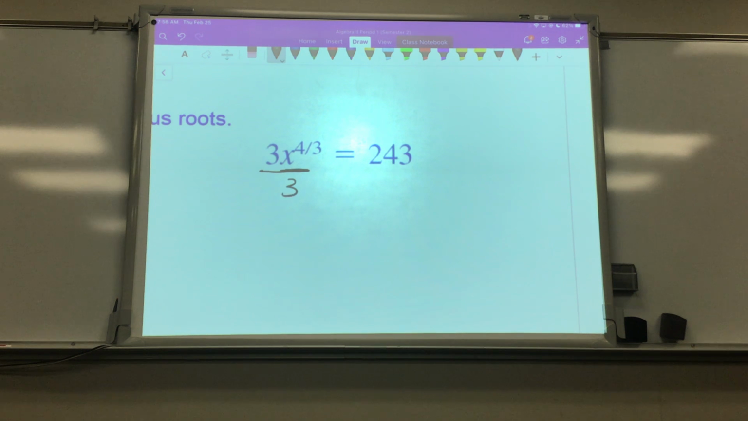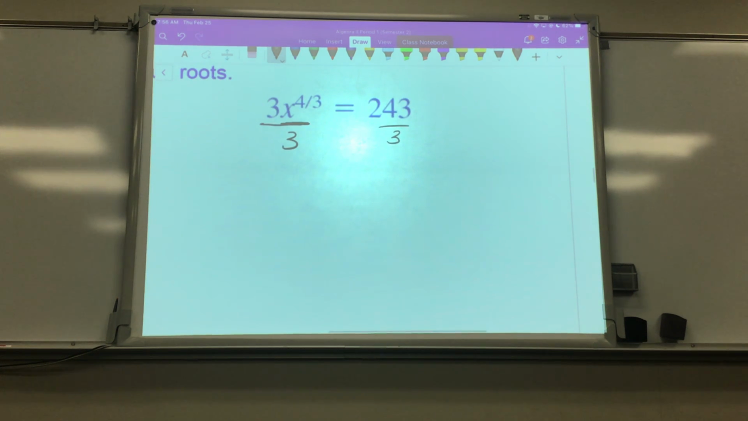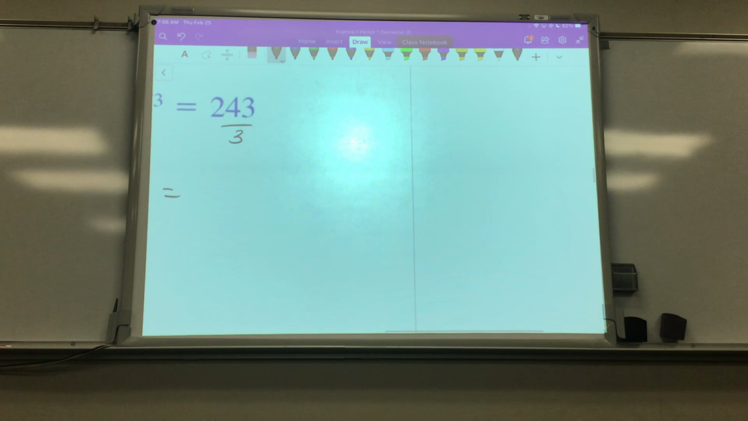Divide both sides by 3. And I'm just left with x to the 4/3 is equal to something. If you can't do that in your head, then you're just going to have to go off to the side, right? 243 divided by 3. 3 doesn't go into 2. 3 goes into 24 8 times, right? Okay, 3 times 8 is 24. Subtract, at that point, 0. Bring down that 3. 3 goes into 3 one time. 81.